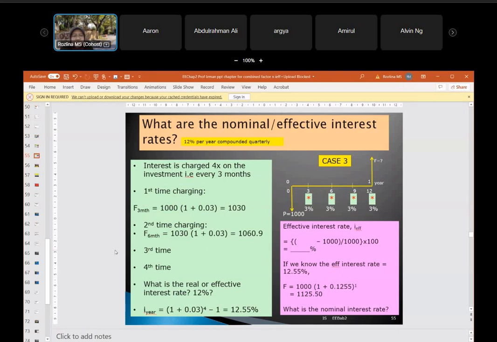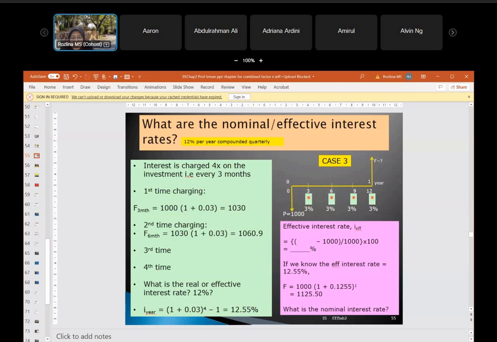The more compounding, what happens? In a year, the more compounding in a year, the bigger percent you have to pay. The bigger percent you have to pay. Okay, so this one you can read.